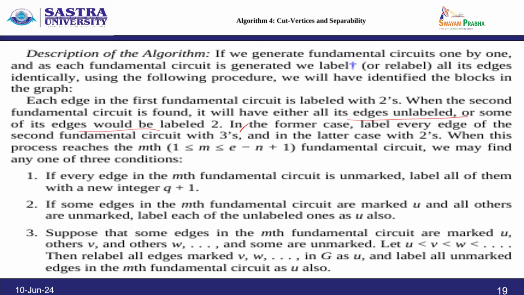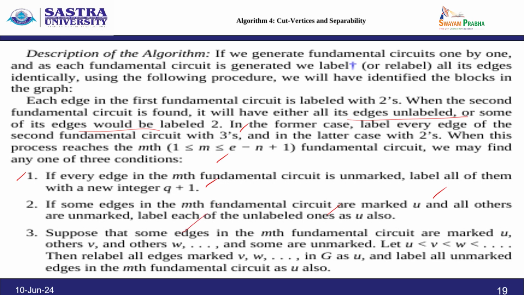When this process reaches the mth level, therefore, 1 less than or equal to m less than or equal to E minus n plus 1 fundamental circuits. So, we may find any one of the three conditions. Number 1, every edge in the mth fundamental circuit is unmarked, and label all of them with a new integer q plus 1. Number 2, some edges in the mth fundamental circuit are marked u and all others are unmarked, and label the unlabeled ones as u also.